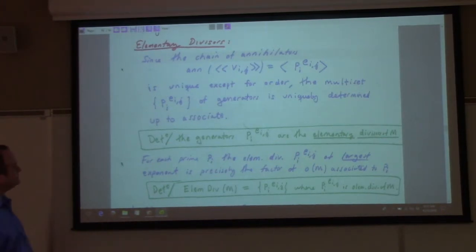And so this chain of annihilators is unique except for the order. The multiset of generators, p_i to the e_ij, is uniquely determined up to associate. You can have repeats in this, because each P primary component can have multiple copies of the prime. Like you might have in your chain 3 squared, another 3 squared, a 3, a couple of 3 to the power 5s. You'd have to keep track of all of these, because each one makes a part of your chain for the prime 3. And you don't combine them. So we're talking about a multiset, where we keep duplicate elements. That's what a multiset is.